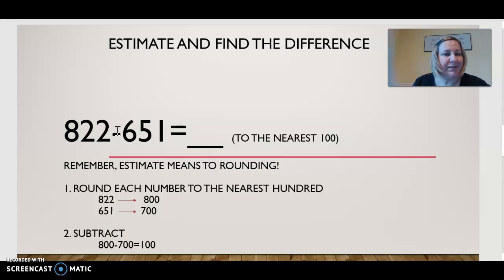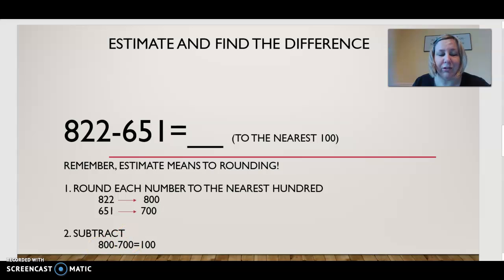822 minus 651 to the nearest. Ooh, this one says 100. So I've got to remind myself, I'm not rounding to 10 anymore. I'm rounding to 100. Remember, estimate means rounding. So round each number to the nearest 100. 822 rounds to 800. 651, here's my 600. 5 or more, make it bigger. So it's going to go up to 700. Then 800 minus 700 equals 100.